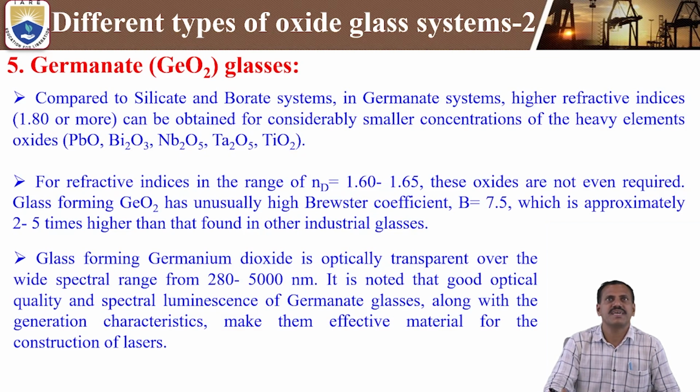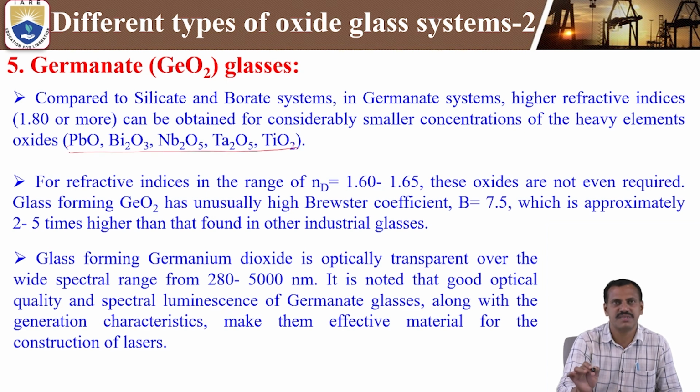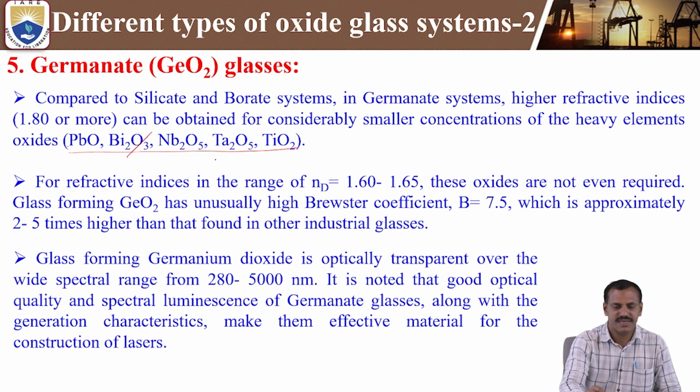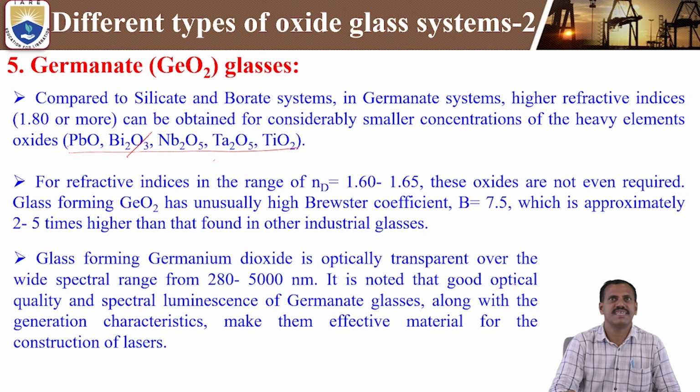Next, compared to silicate and borate systems, the germanate systems have higher refractive indices, with a value of 1.80 or more, that can be obtained for considerably smaller concentrations of the heavy element oxides. The heavy element oxides mentioned here are lead oxide PbO, bismuth oxide Bi2O3, niobium oxide Nb2O5, tantalum oxide Ta2O5, and titanium oxide TiO2. These are the heavy metal elements. In the periodic table, the heavy metal oxides are lead, bismuth, niobium, tantalum, titanium.